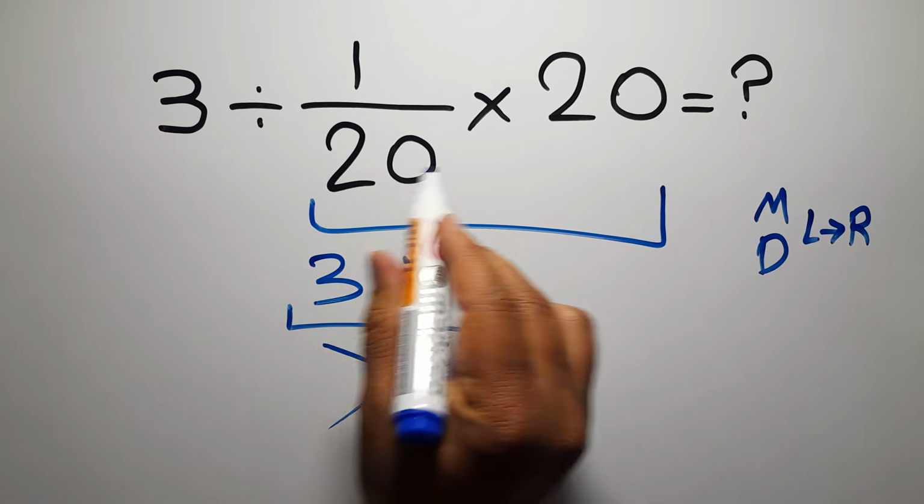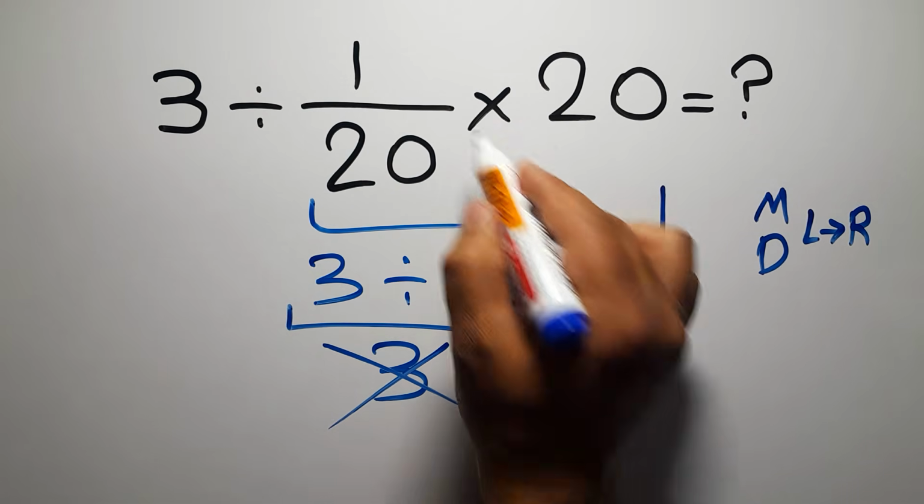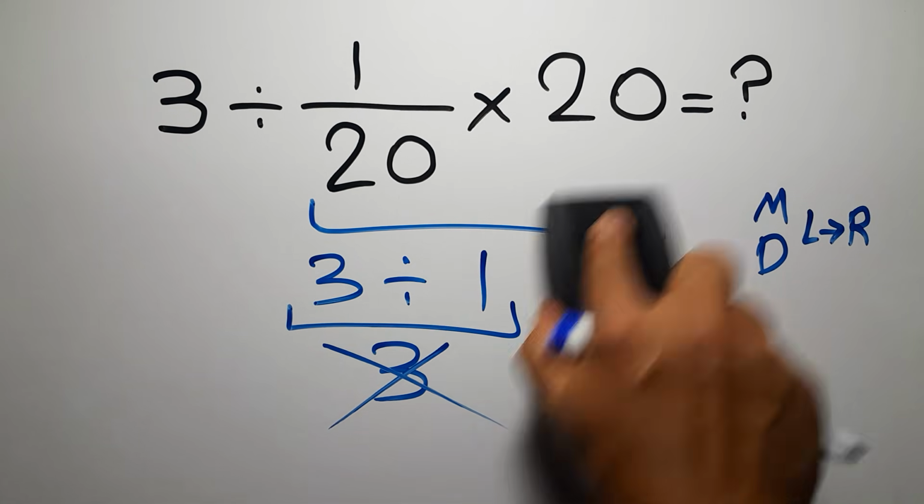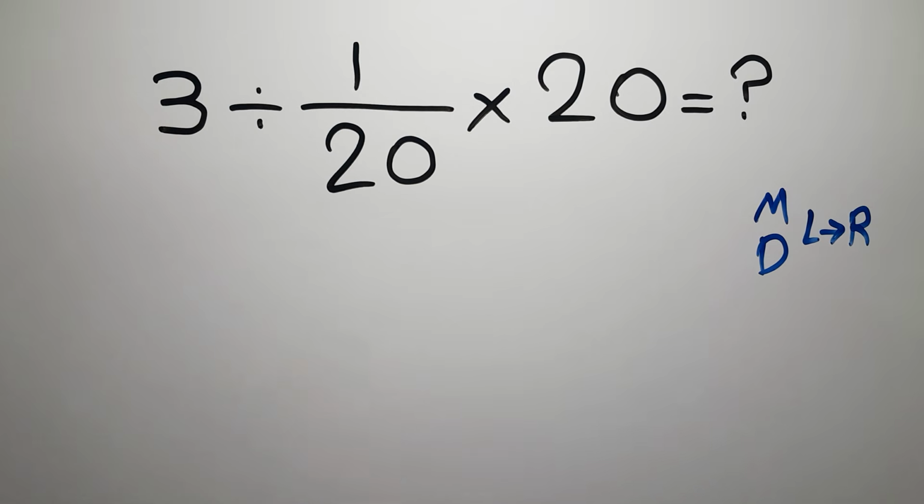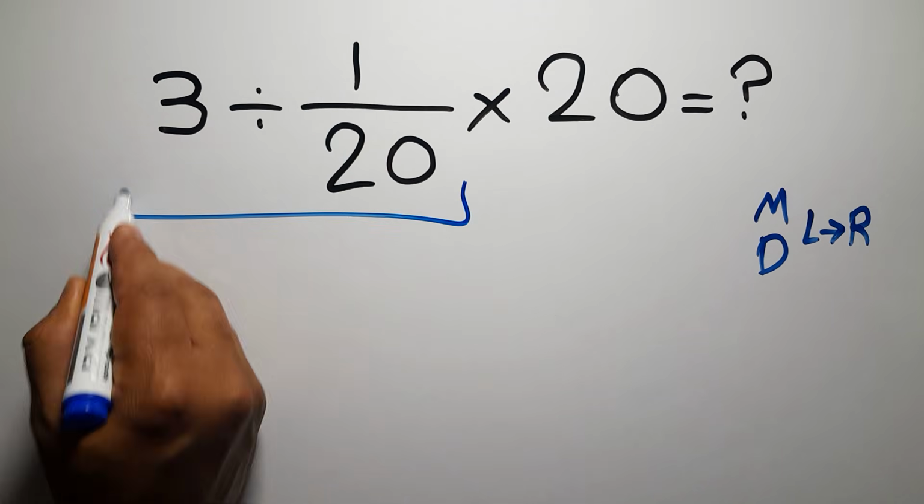So here, first we have to do this division, not this multiplication. If you do this multiplication before this division, it is wrong. Okay, so first we do 3 divided by 1 over 20.